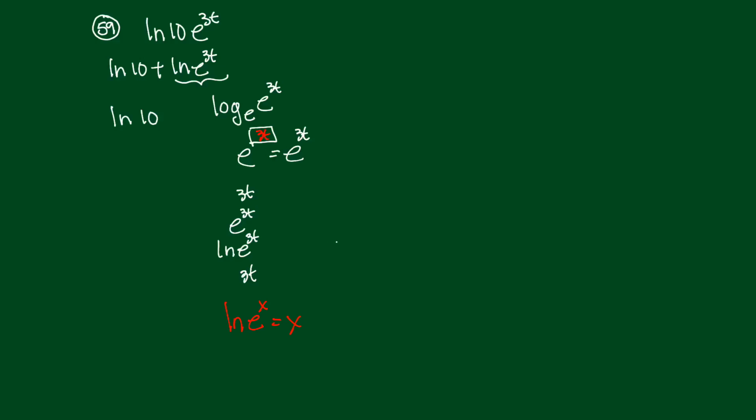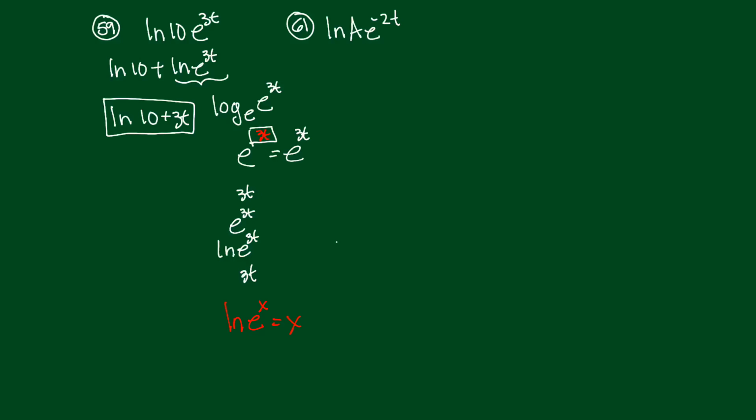So for us, back here, we have the natural log of 10 plus, then I see this, right? I know what this is. Now this is just 3t, so we'll get it in there somehow. So I get the natural log of 10 plus 3t.